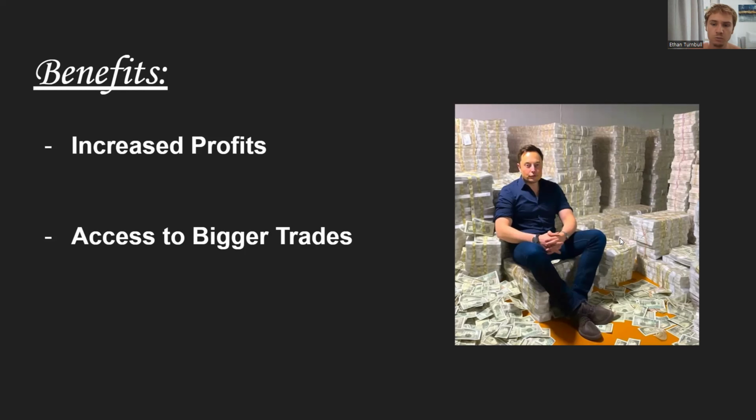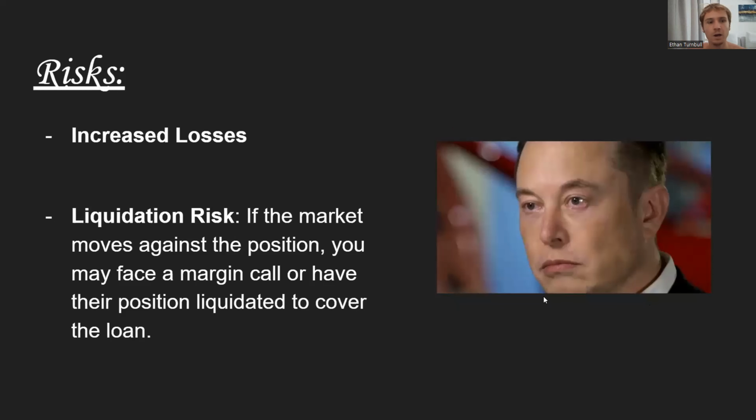So here's Elon sitting on stacks and stacks. And now Elon's sad. Why is he sad? Because the potential risks are increased losses. You can lose quite a substantial amount if you don't know how to use it correctly, and there are liquidation risks. If the market moves against the position that you placed, you may face a margin call or have your position liquidated to cover the loan. This is exactly like a bank loan: if you can't pay it back, they will liquidate your assets and take what you have in order to pay back that loan. That's the reason why he's sad, because those are the risks.